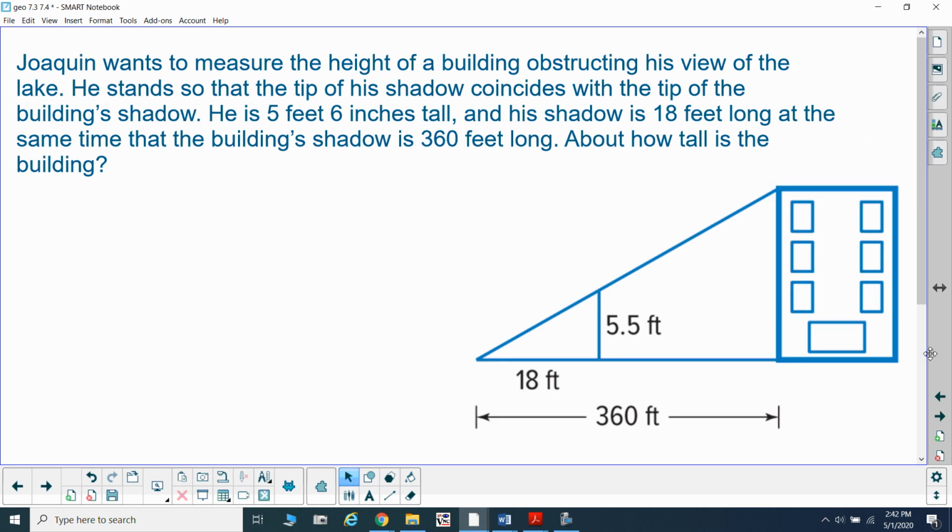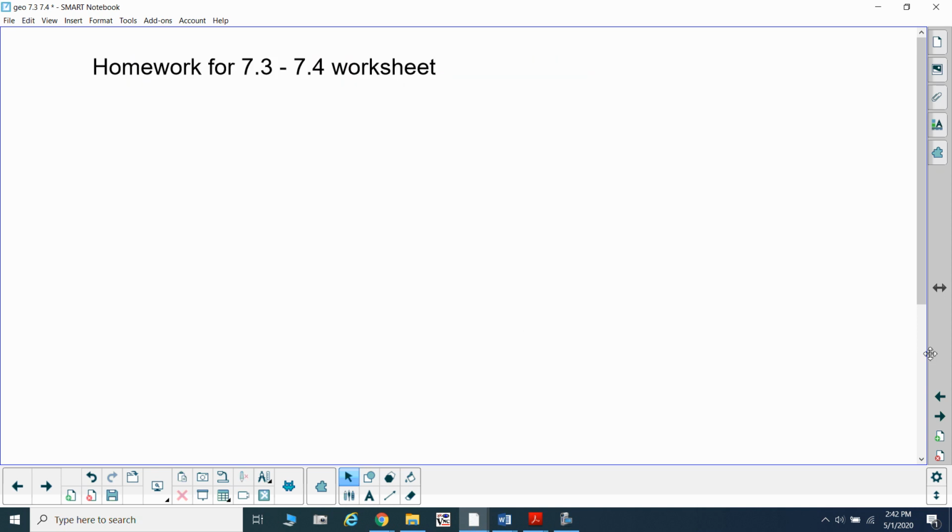All right, that's just another one using shadows, and it's the same as what we've already done. You just have to figure out what this length is by doing 360 minus 18, and then we're trying to find the height of the building. It's very similar to the one we've already done. And that is it for 7.3 and 7.4.